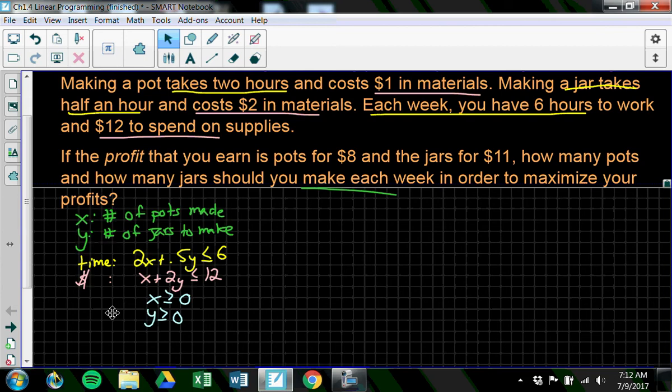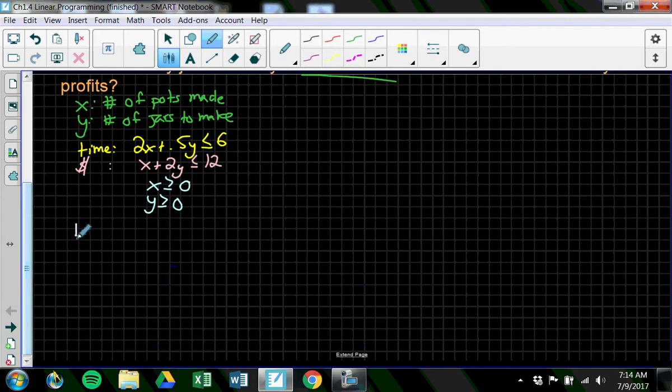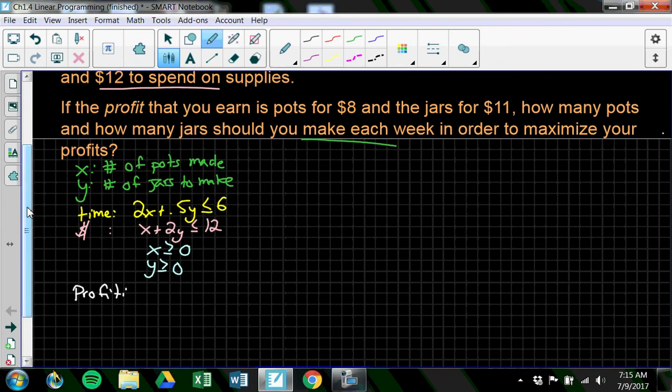Now the last part we have to deal with is the profit. And I will set up this equation now. We have a profit equation. Now we can think of it this way. We know that it's $8 per pot and $11 per jar. So it's 8x plus 11y.